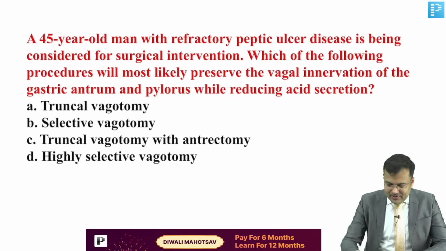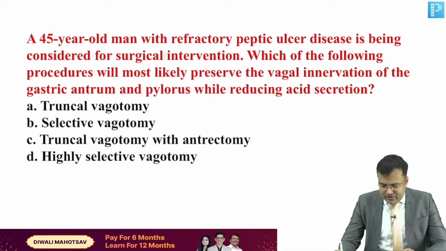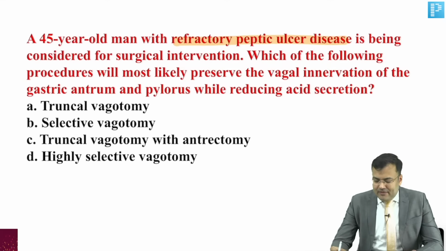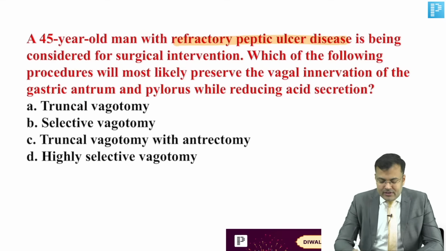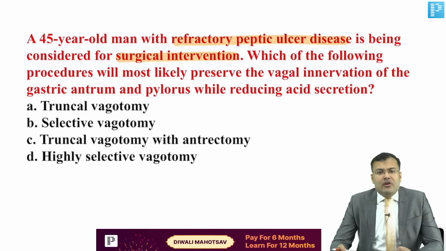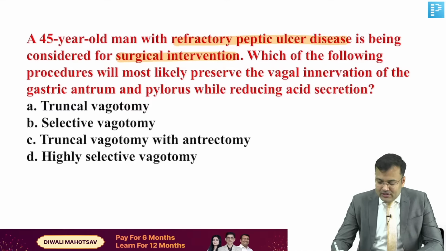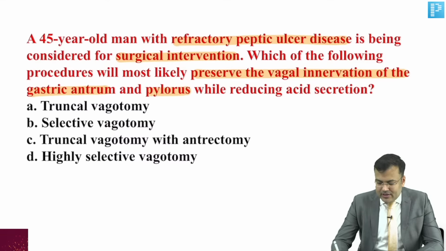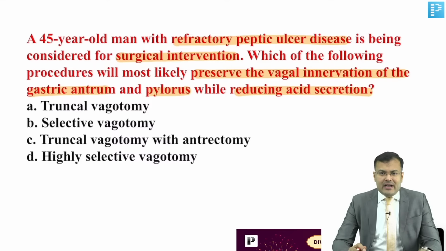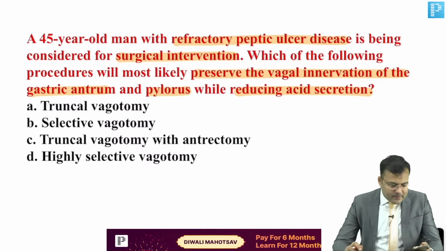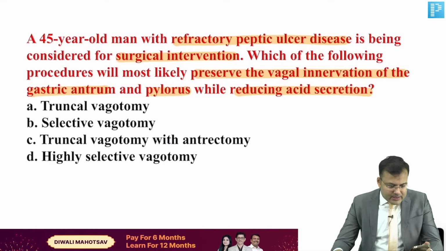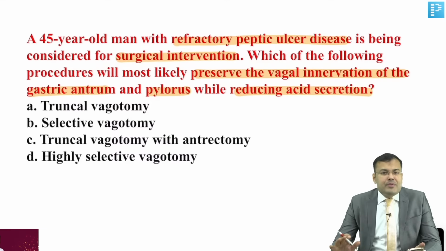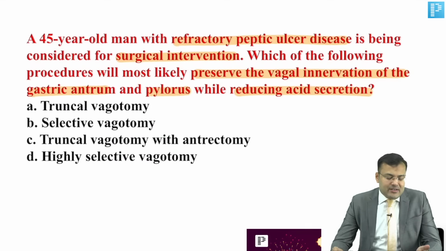See the first question. A 45 year old man with refractory peptic ulcer disease is being considered for surgical intervention. Which of the following procedures will most likely preserve vagal innervation of the gastric antrum and pylorus while reducing acid secretion? Guys, I am waiting for your reply. Anu Sharma, Rise Uppan, tell me. Here we have to perform vagotomy, but we have to preserve the vagal innervation of the gastric antrum and pylorus.